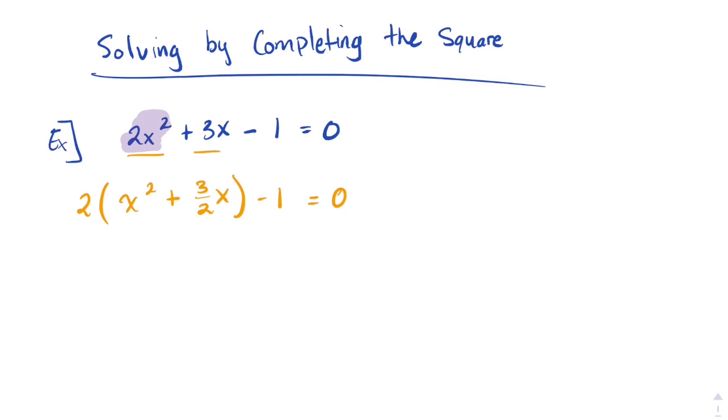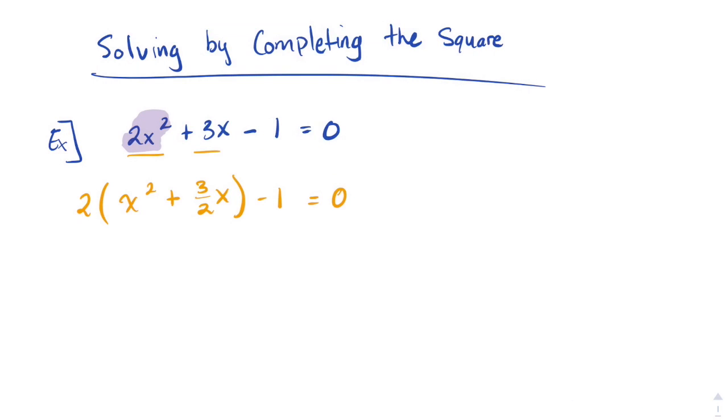So you can see that if I were to multiply this in here, I would end up back where I started. Okay, so it's always really important that you end up with what you started. So make sure you factored that leading coefficient correctly. Now that we have a leading coefficient of 1 here for this term, we can actually start completing the square.